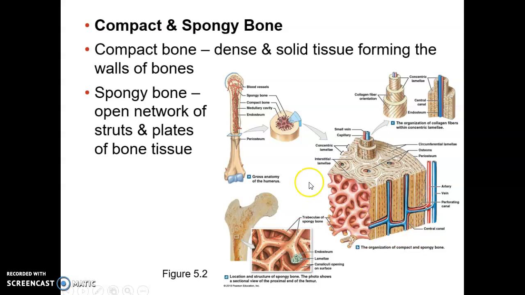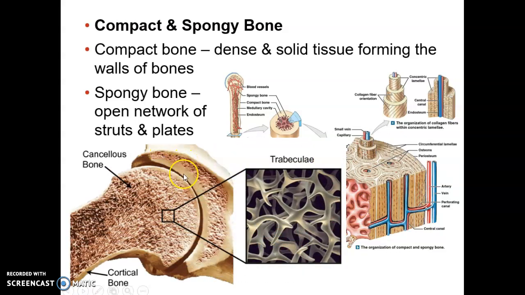So spongy bone has this open network of struts that are referred to as trabeculae. There's the term. The material, the matrix of trabeculae, is identical to that of compact bone. It's just that the way that the matrix is organized is different than it is in compact bone. Compact bone has these cylindrical type structures called osteons, and they are absent in spongy bone.